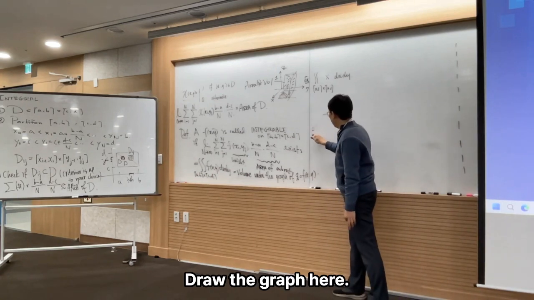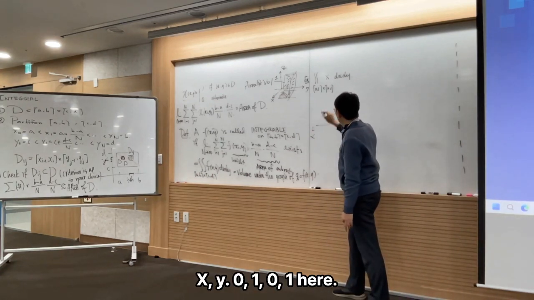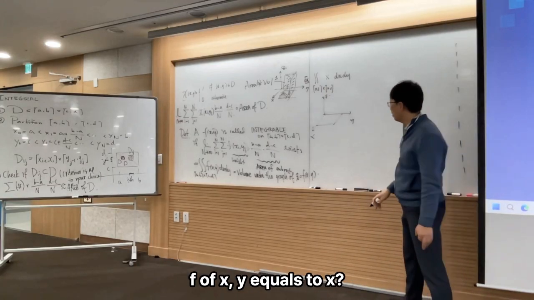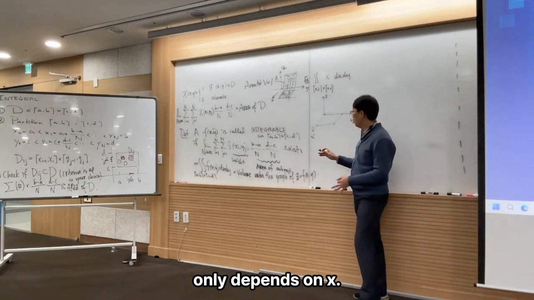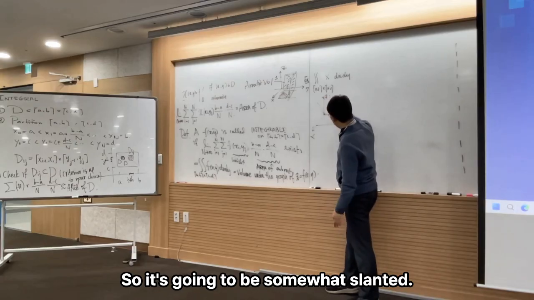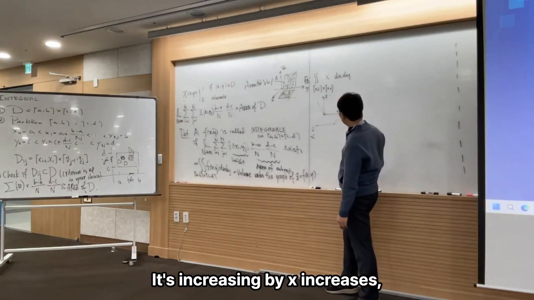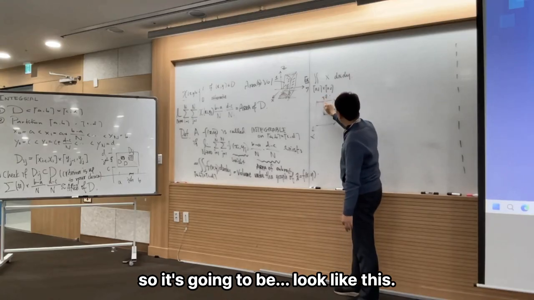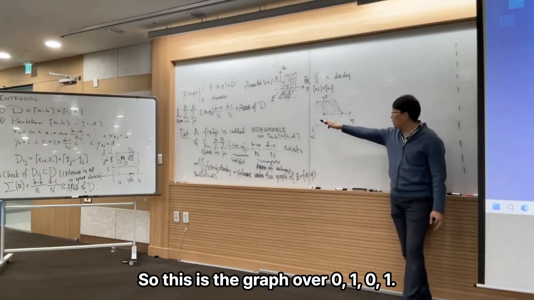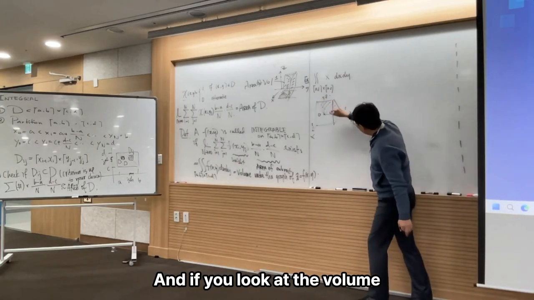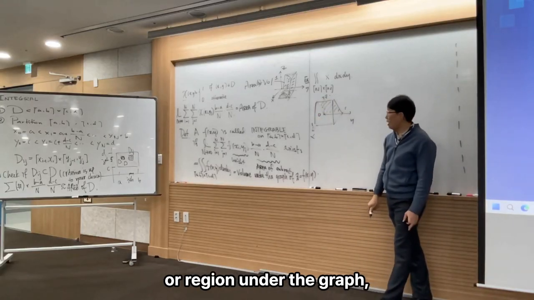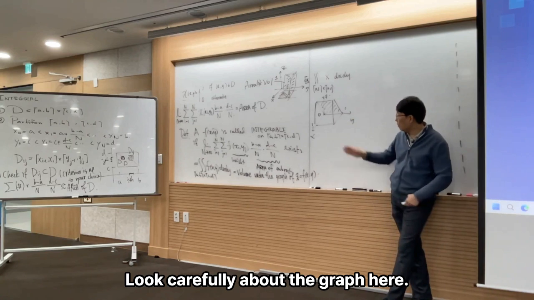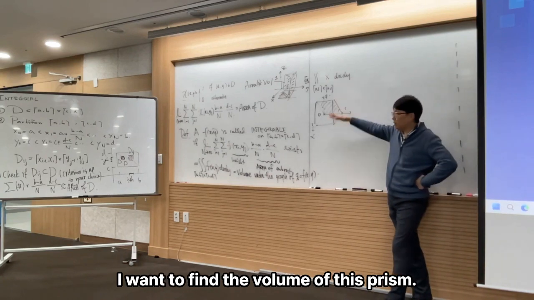So let me draw the graph here, x, y, 0, 1, 0, 1. And what is the graph of f(x, y) equals x? It doesn't matter what y is, it only depends on x. So it's going to be somewhat slanted. It's increasing as x increases. So it's going to look like this. This is the graph over [0,1] times [0,1]. And if you look at the volume under the graph, it looks like a prism here. Does that make sense? I want to find the volume of this prism.